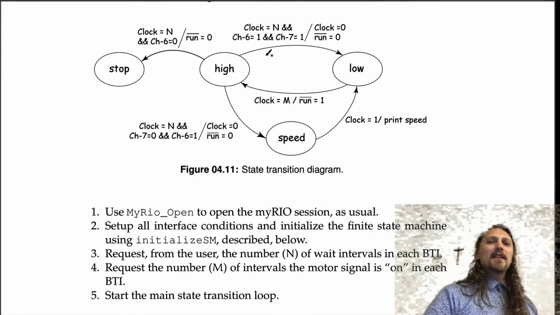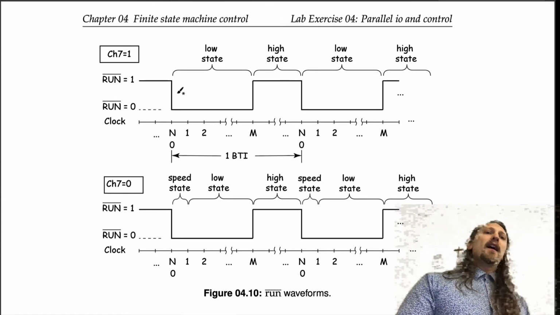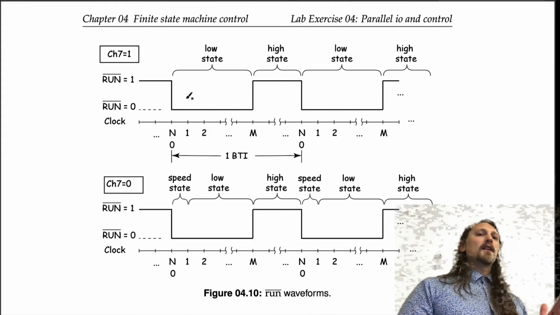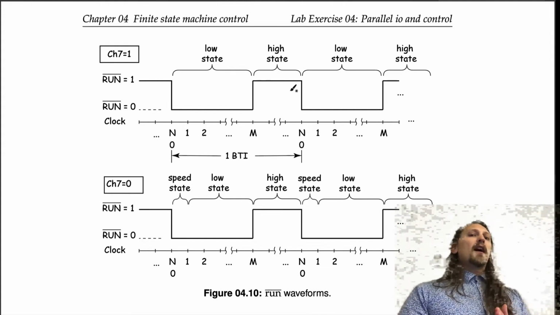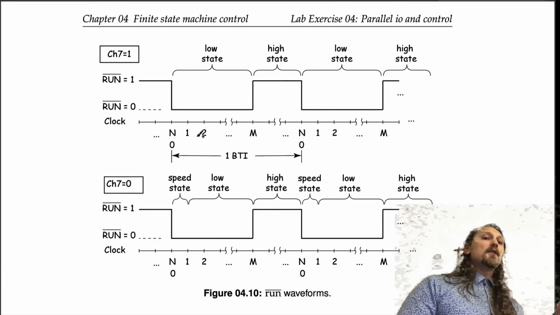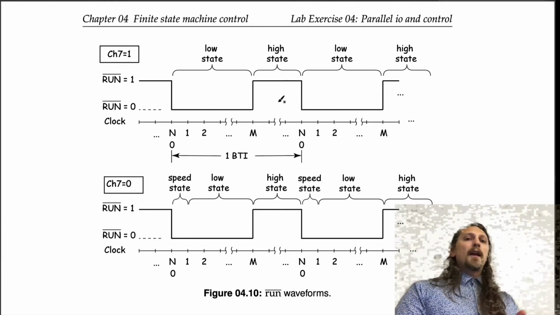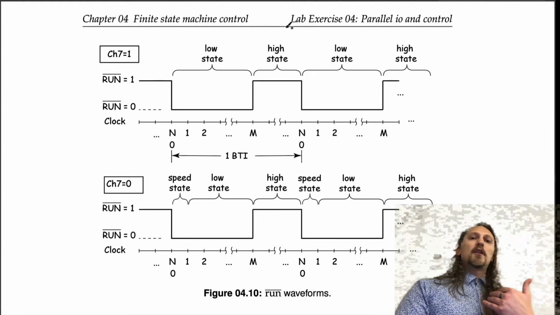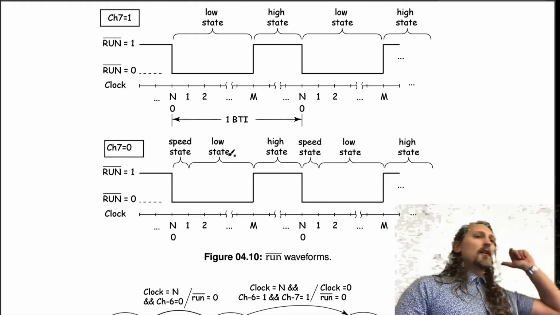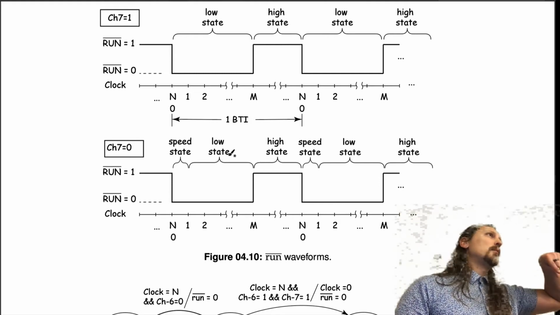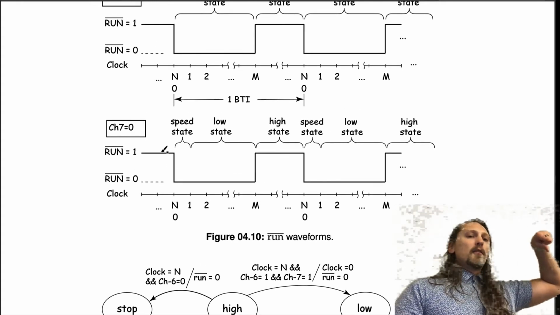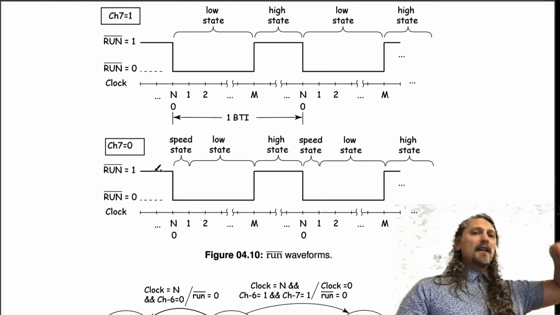So this is what we've got. Essentially, this thing's going to run where it's going to be applying the pulse during the low state for a certain number of counts. Then it's going to go to the high state for a certain number of counts based on whatever we're going to have the user set N and M. And then we're going to just go back and forth, low state, high state, low state, high state, until somebody hits the print button.